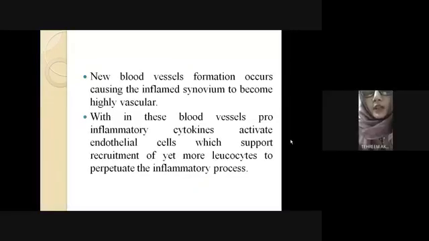New blood vessel formation occurs, causing the inflamed synovium to become highly vascular. Within these blood vessels, pro-inflammatory cytokines activate endothelial cells, which support the recruitment of yet more leukocytes to perpetuate the inflammatory process. Next.